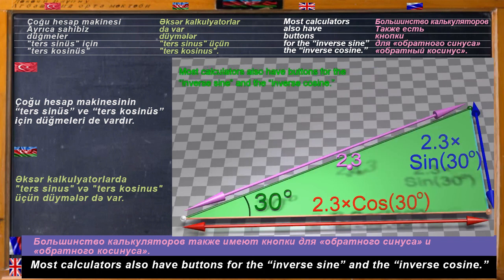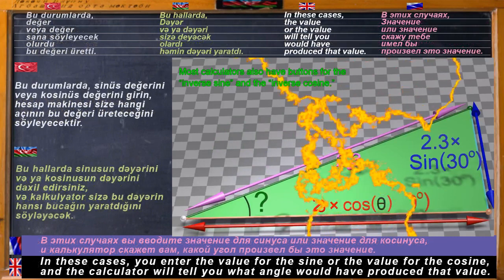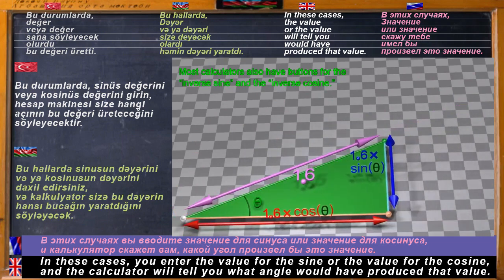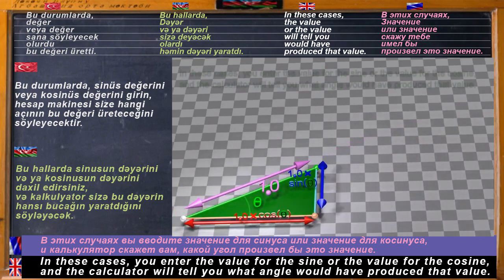Most calculators also have buttons for the inverse sine and the inverse cosine. In these cases, you enter the value for the sine or the value for the cosine, and the calculator will tell you what angle would have produced that value.